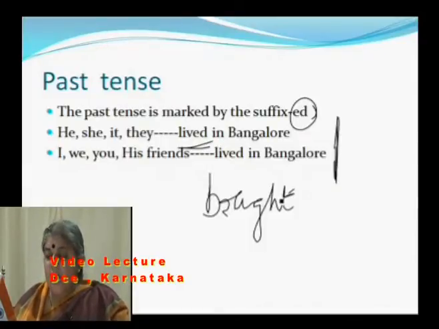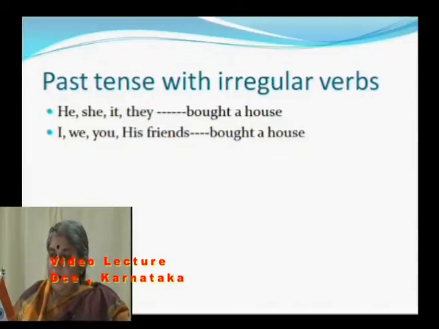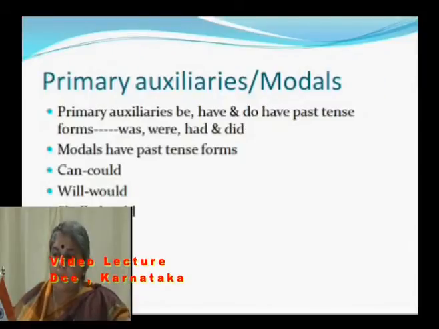I bought a house, we bought a house, you bought a house, he bought a house, she bought a house, it bought a house and they bought a house. Here also there is no change in the past tense form. I have already given you an example which I showed you in my previous slide. He, she, it, they bought a house. I, we, you, his friends bought a house.